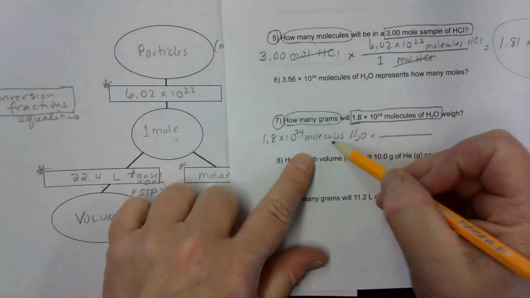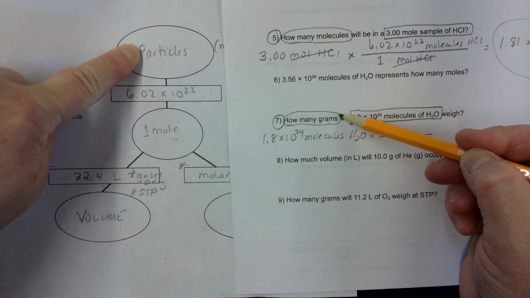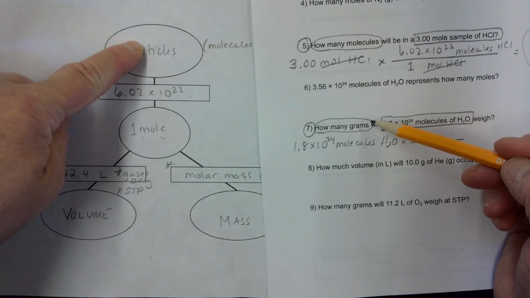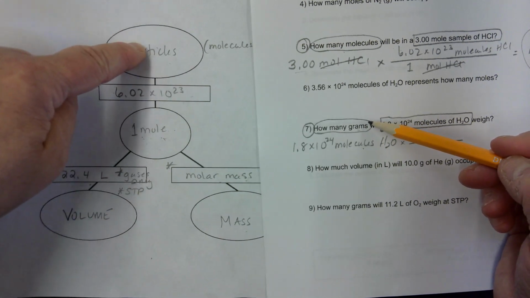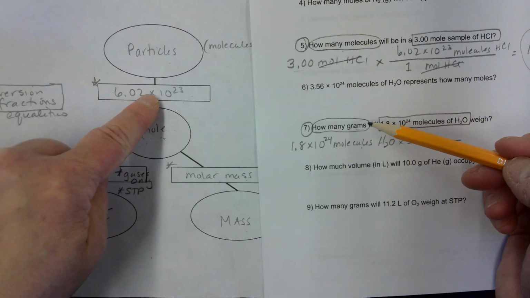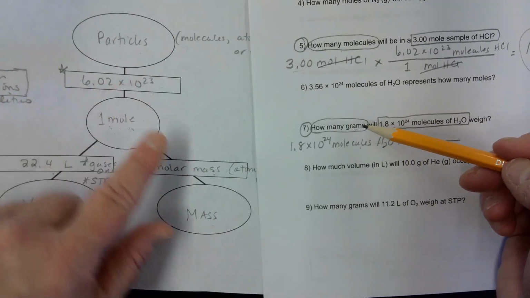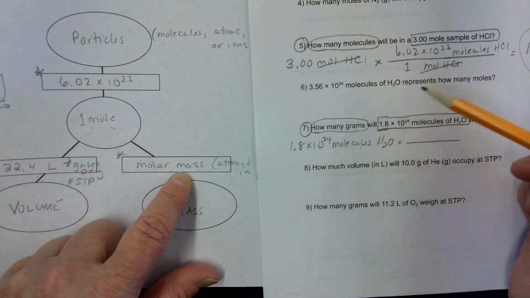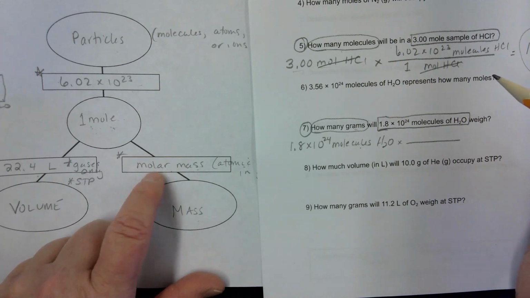Okay, so let's look at the strategy for this one. We are given molecules, that's particles, and we are trying to go to grams. That's down here. So that's going to be a 2-step problem. We're going to use 2 conversion fractions. The first conversion fraction will involve 1 mole being equal to 6.02 times 10 to the 23. And the second conversion fraction will be equivalent to 1 mole is the molar mass of H2O in this case.